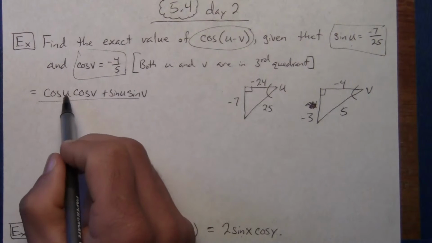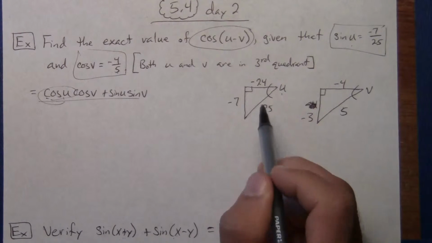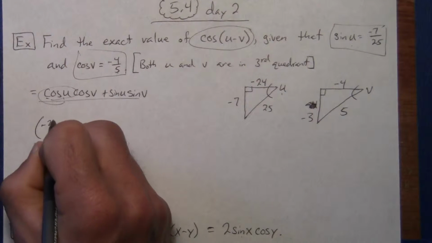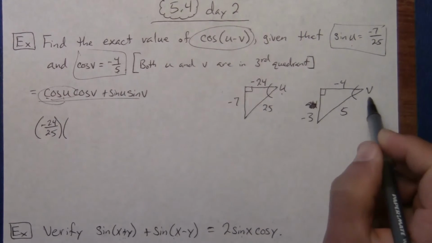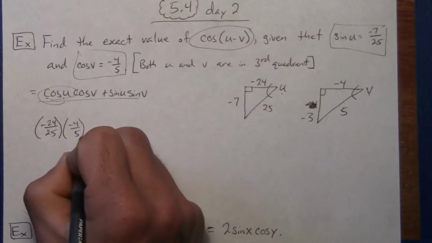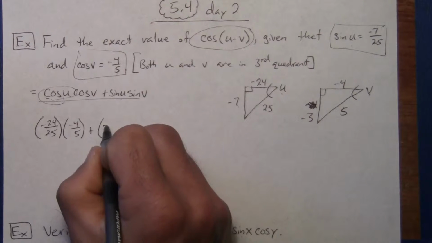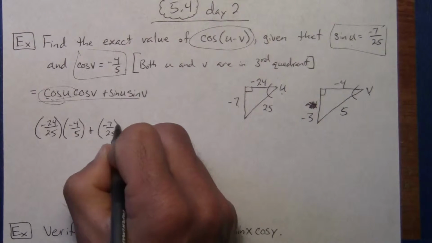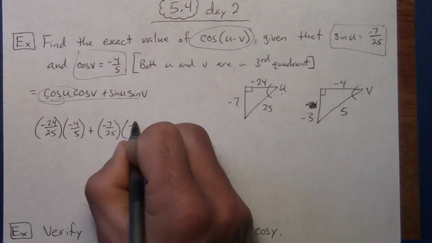Alright, now I can evaluate each one of those. So I look at my triangles. Cosine of u, well here's the u triangle. The cosine is negative 24/25. Cosine of v, here's the v triangle. Cosine is negative 4/5. Plus sine of u, sine is negative 7/25, times the sine of v, which is negative 3/5.